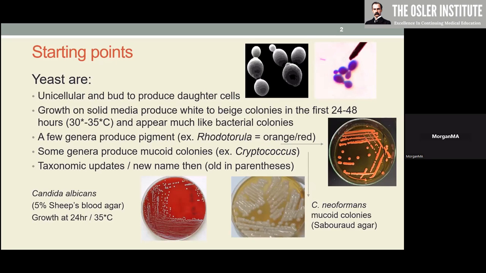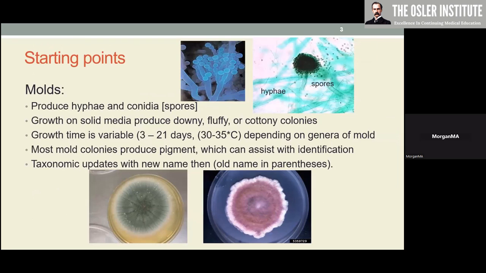As the starting point, of course, yeast are unicellular and they bud to produce daughter cells. Yeast can grow in a variety of different kinds of media in 24 to 48 hours, and they appear much like bacterial colonies, as you see in the pictures below. A few of them will be orange or colored, such as Rhodotorula, and some will be quite mucoid, as shown on the bottom right. Also, there have been many taxonomic updates, and I do not know how boards will present these, but I will talk to you when we do have some of the taxonomic updates and relay those to you.